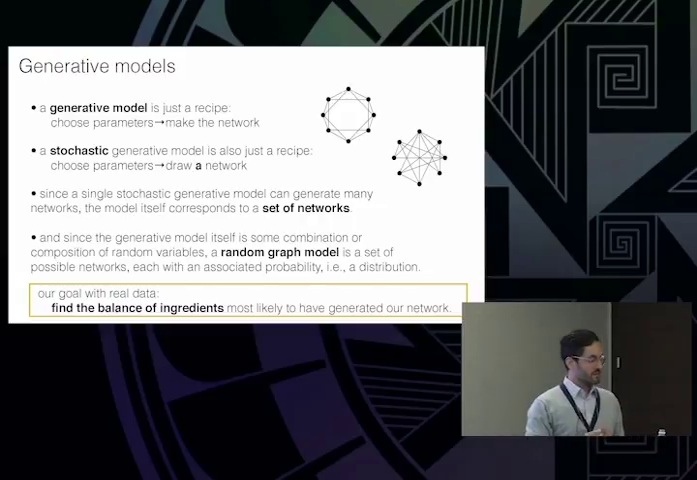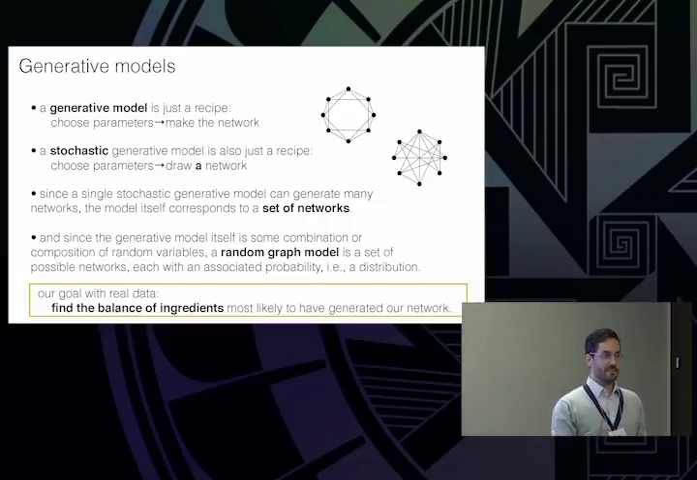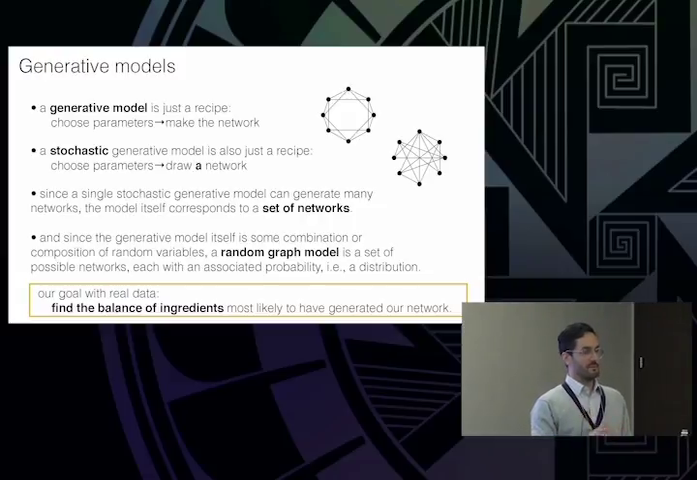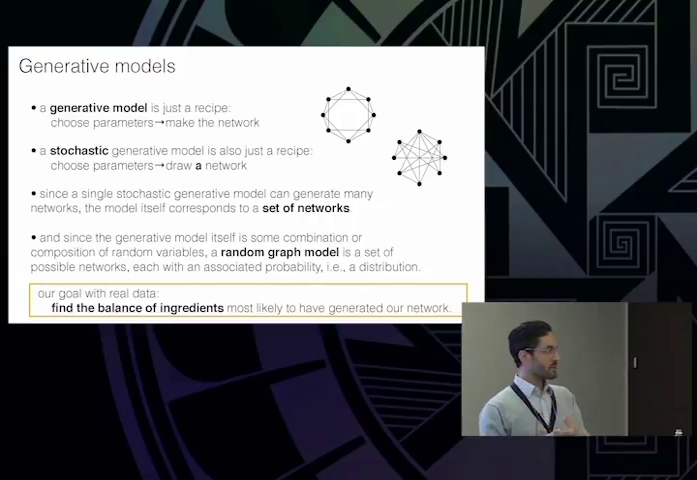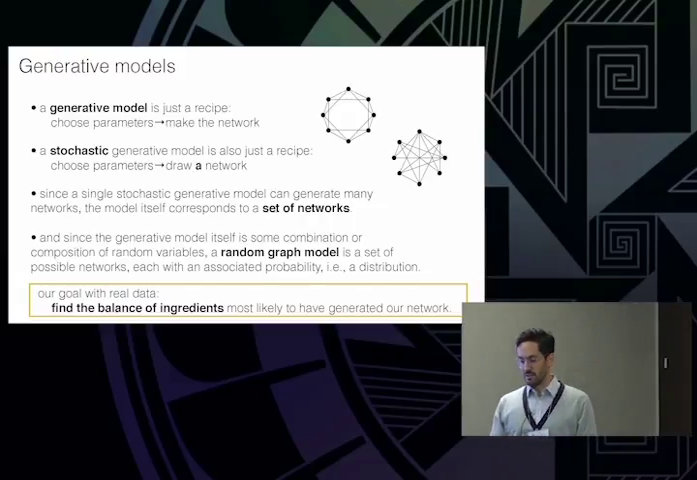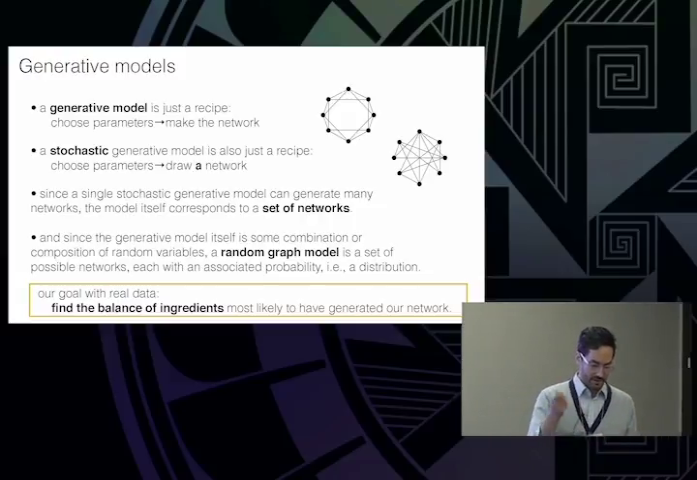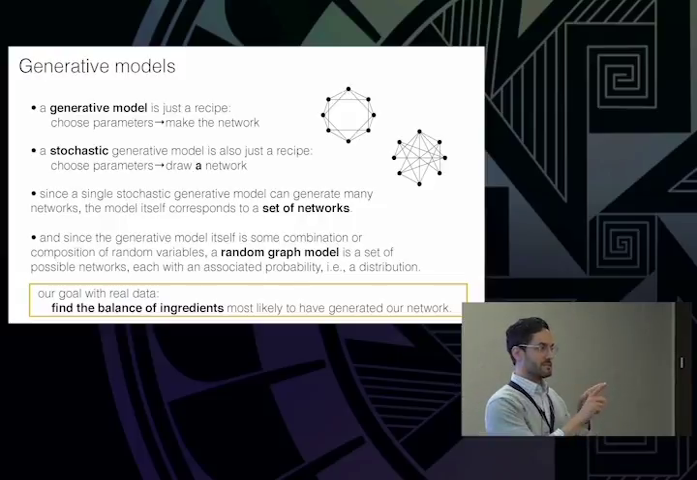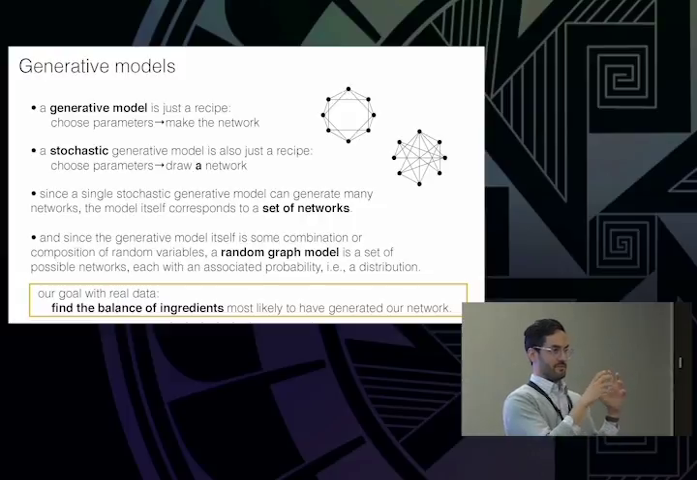But since this generative model is a composition of random variables, a random graph model is a set of possible networks, and each one has some probability associated with it. There may be some networks that we create with high probability, and other networks that we create with low probability. To give you an example, if I talk about a random network where I take n nodes and I throw down m edges, it's very unlikely that I end up with a perfect ring, right? It's also very unlikely that I end up with a clique where I have all of the edges connecting only very few nodes.